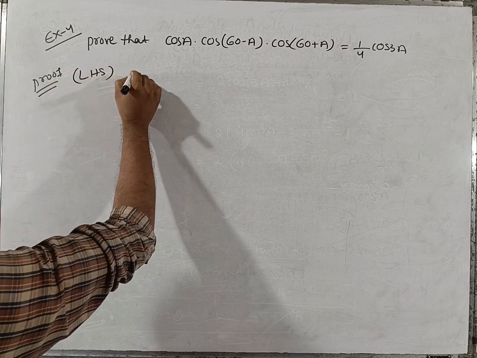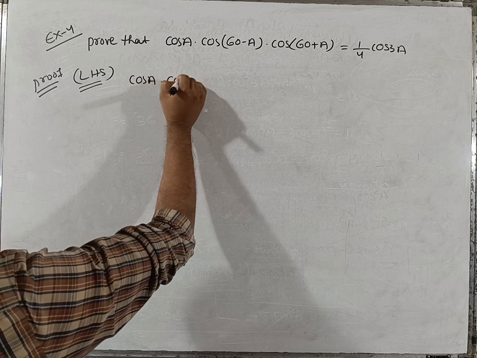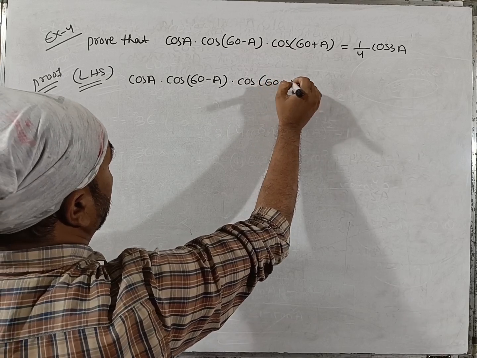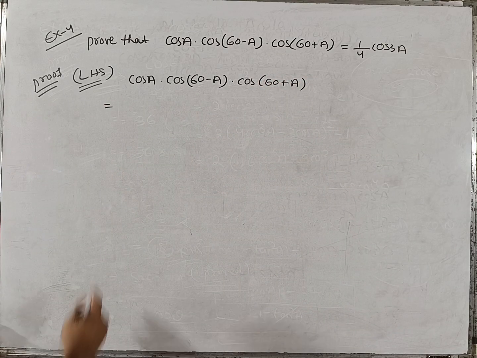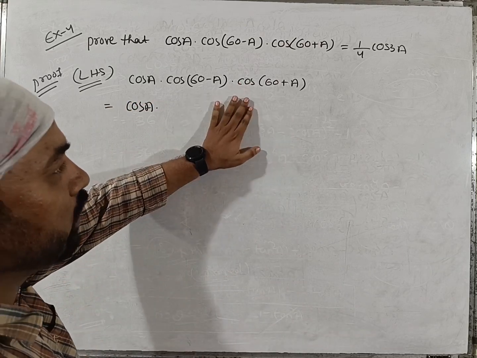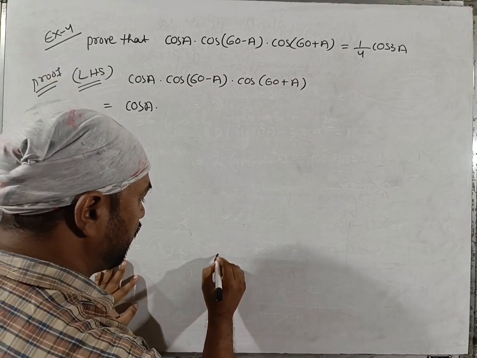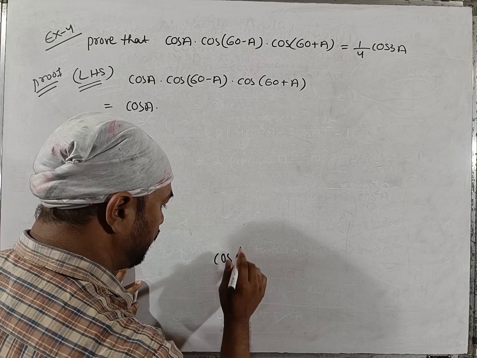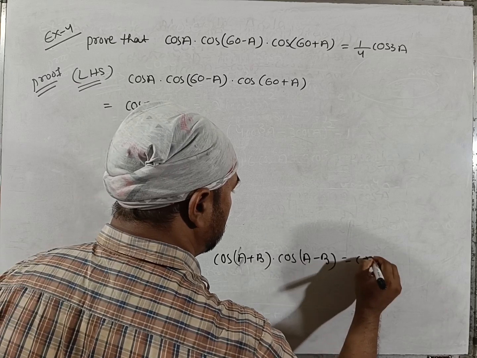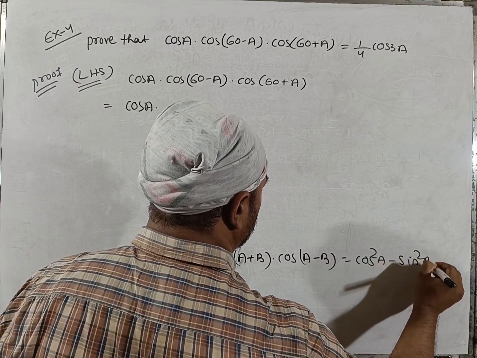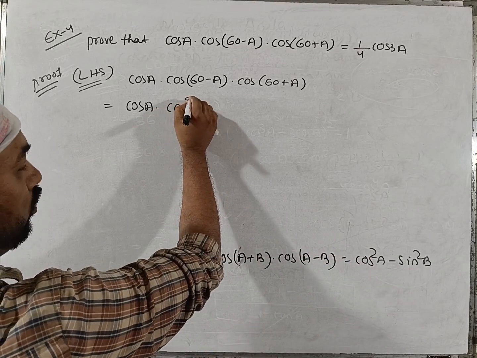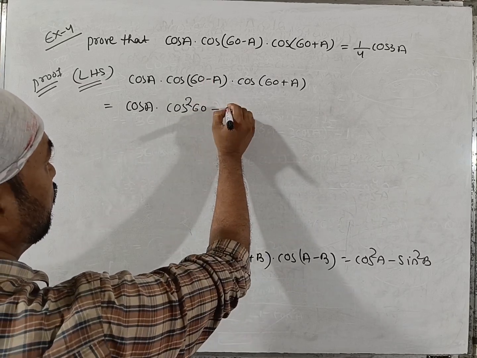Starting from the left hand side, we have cos A multiplied with cos 60 minus A multiplied with cos 60 plus A. First of all, we have to put the formula of cos A plus B multiplied with cos A minus B, and it is cos square A minus sin square B. So you have to put this formula here so that it is cos A multiplied with cos square 60 minus sin square A.